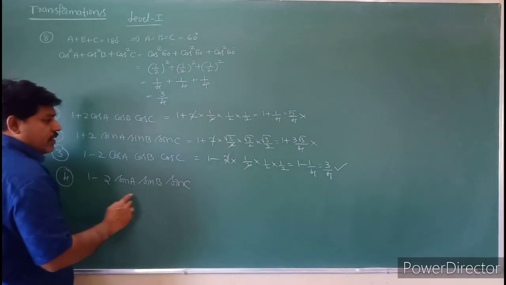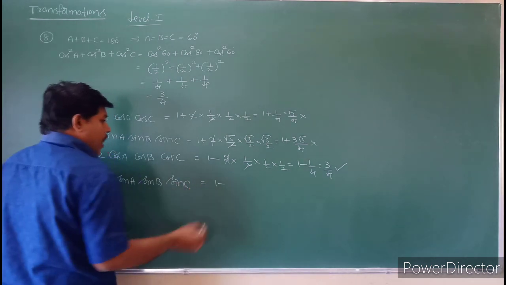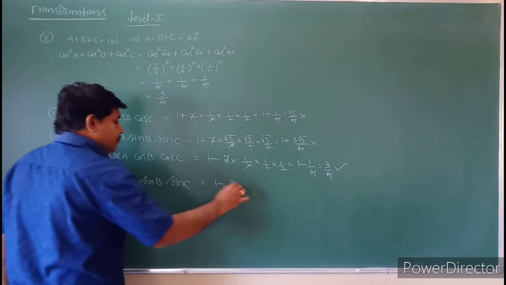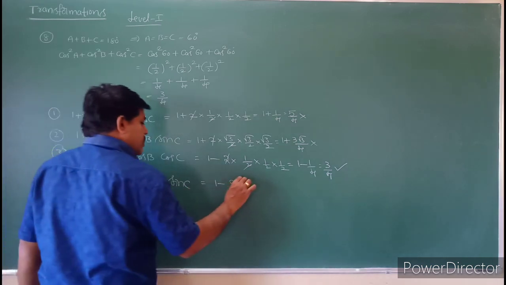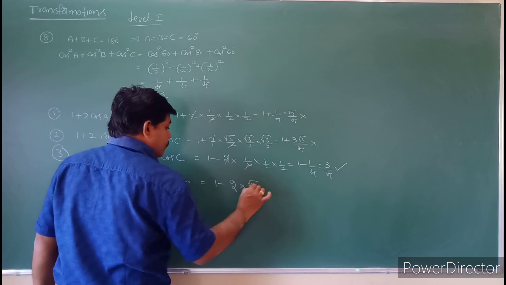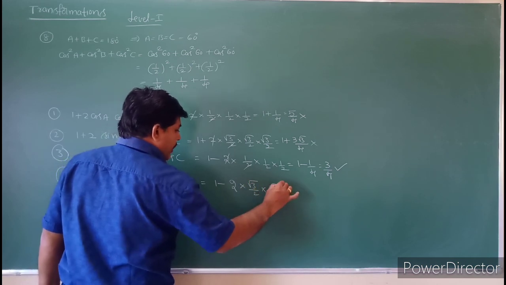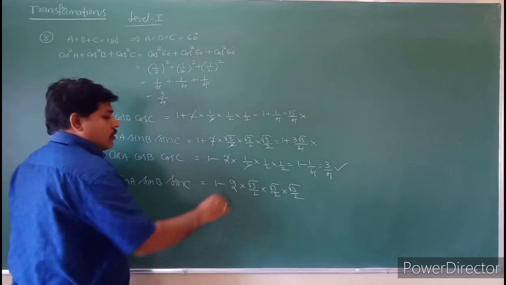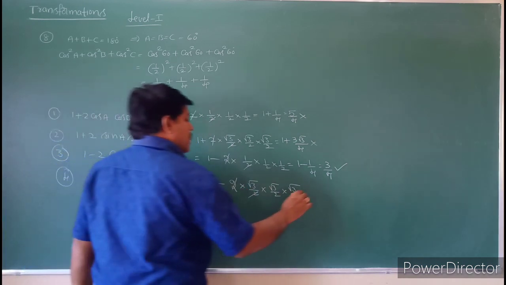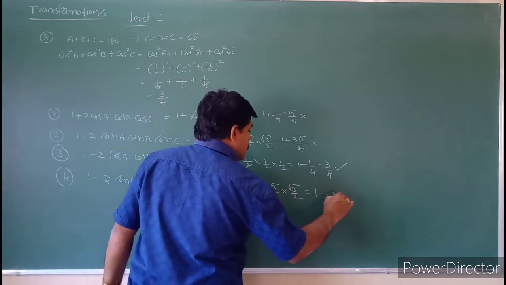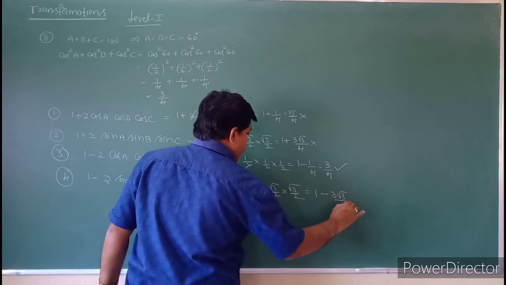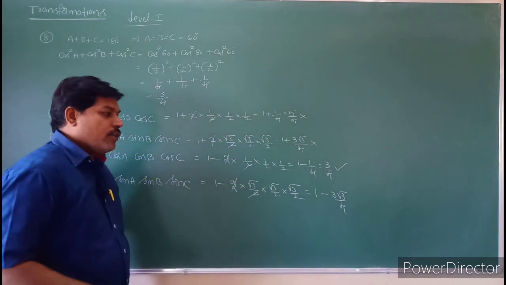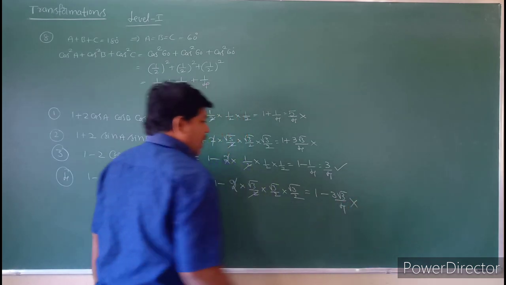Then we can give the conclusion. Okay, so substitute in the fourth option. What is that? 1 minus 2 into sine 60. Sine 60 is nothing but root 3 by 2, into root 3 by 2, into root 3 by 2. So 2 will be cancelled. It will become 1 minus 3 root 3 by 4. So that is not the answer.